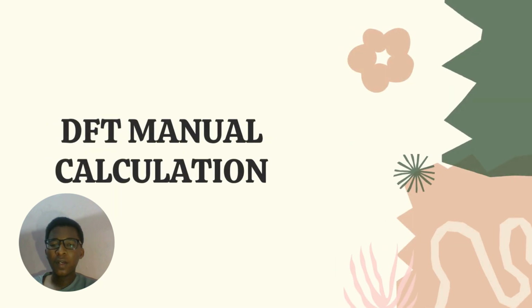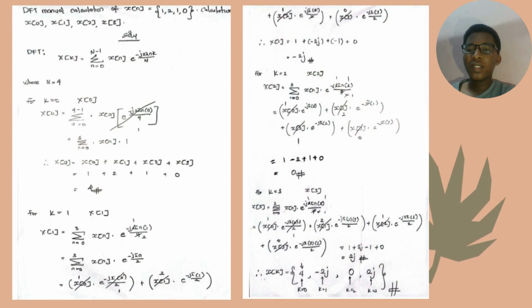Assalamu alaikum. I'm Umar Mantugu. For my part, I was tasked to do the DFT manual calculation. For the DFT manual calculation, we are asked to calculate X[k] from x[n] = 1, 2, 1, 0, where the first 1 is n equals to 0.